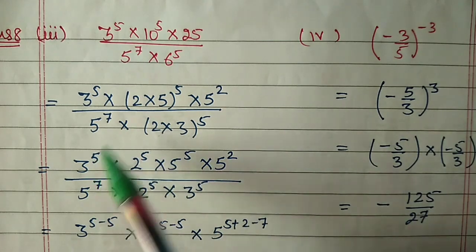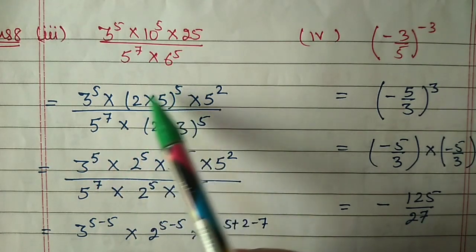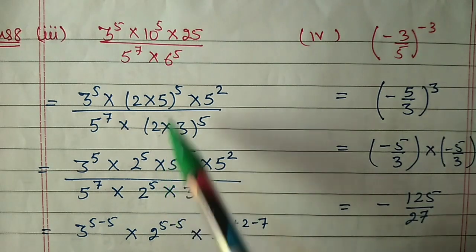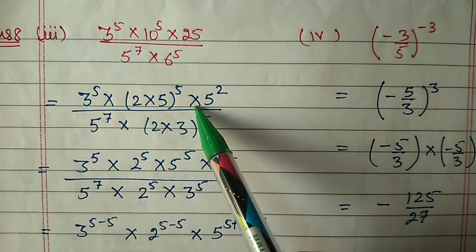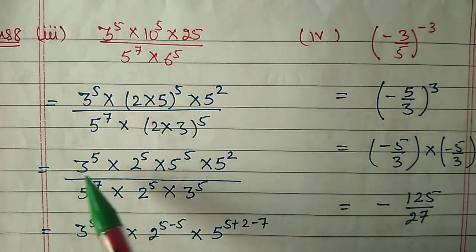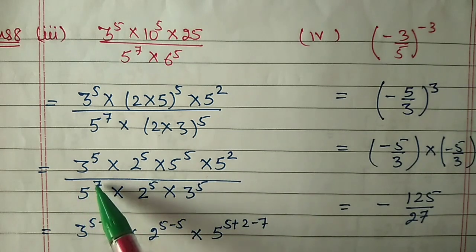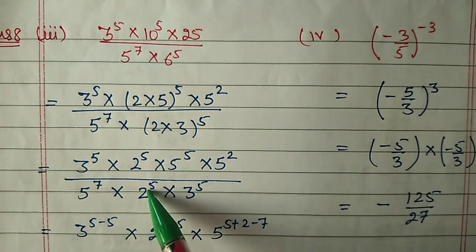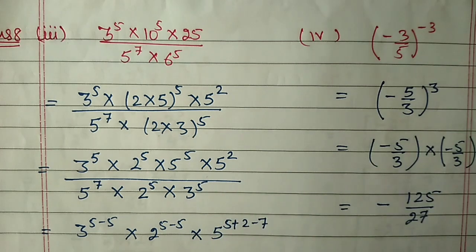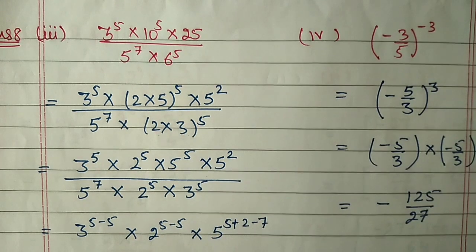Next, 3 to the power 5. This we can write as 2 to the power 5 multiply by 5 to the power 5 multiply by 5 to the power 2 divided by 5 to the power 7, and this also 2 to the power 5 multiply by 3 to the power 5. Now all the same base we will take together.